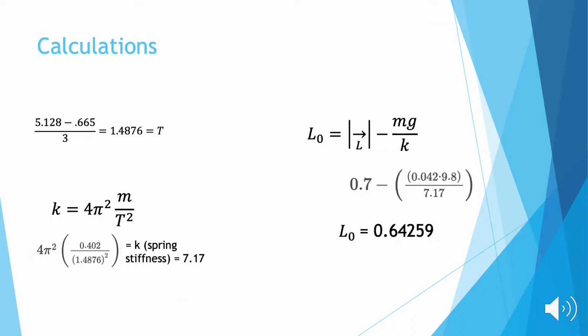Here we have some calculations that we were able to do using the data we got from Tracker. In the top left, we have our oscillation period using the Y values to get our variable T, which we then plugged in to find the spring stiffness, K, which is equal to 4 pi squared times mass divided by T squared. And then we used what we got for K to find the length, which equals the total length minus mg over K.